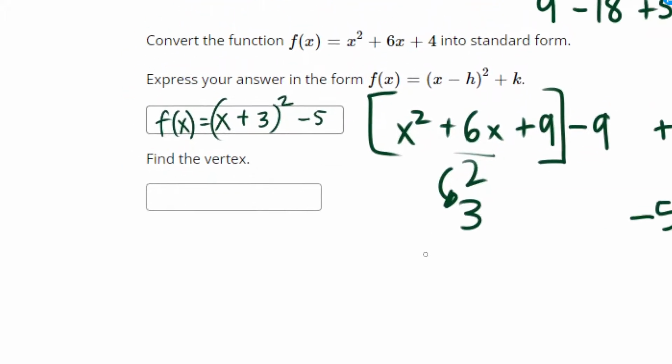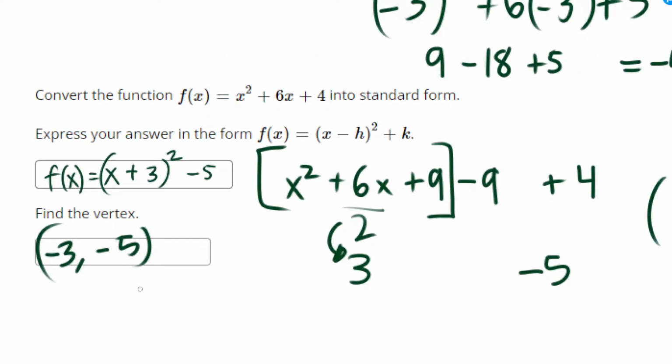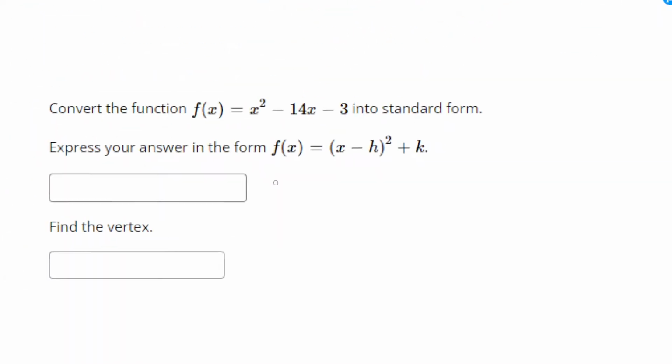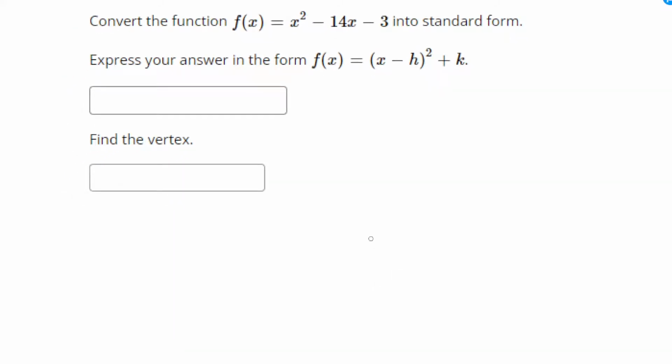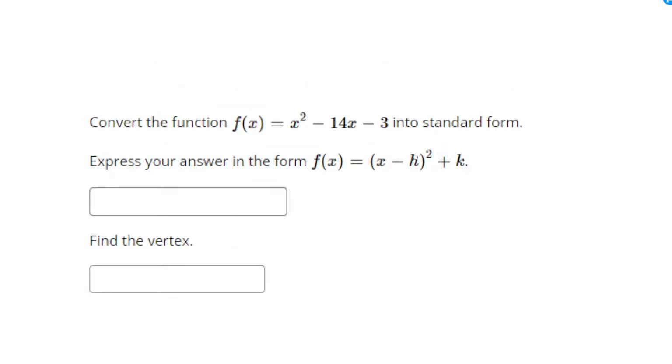Now, the vertex is really easy to find from that. Our vertex is just h, k, right? So our x is going to be flipped. So we're going to have -3 and then -5, and that would be your vertex. I prefer that method. I'm not sure if it's because that's the way I learned it, or because of a whole bunch of other factors. I don't know. It's hard to say, but I do like it.